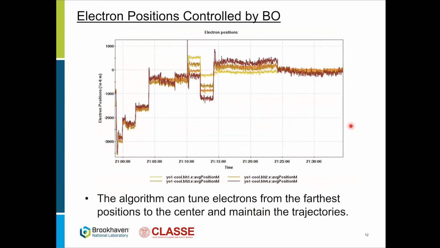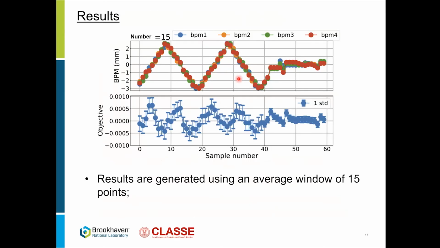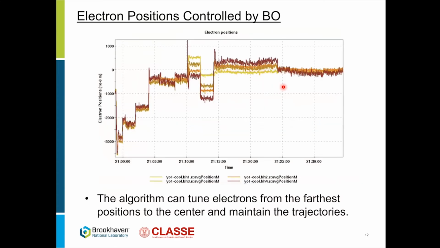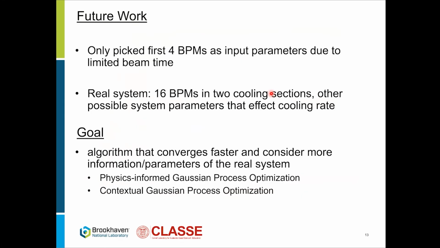To get the electron position from the real system, we use a LabVIEW application from our system. After training, the electrons are left at the farthest point, which is -3 millimeters. Then we turn on the BO to control the trajectory. As you can see, in 3 steps it converges to the center position and can maintain the trajectory there. So this is a basic approach. Next, my teammate Lucy will introduce some future work that could bring potential benefits to the project.